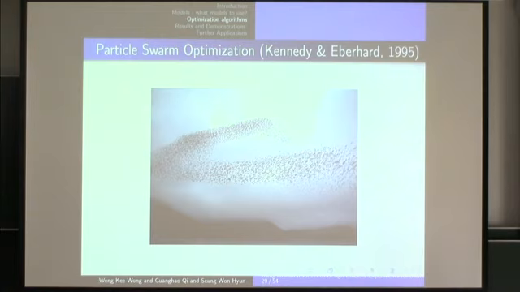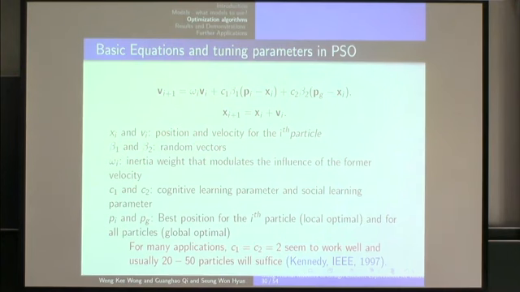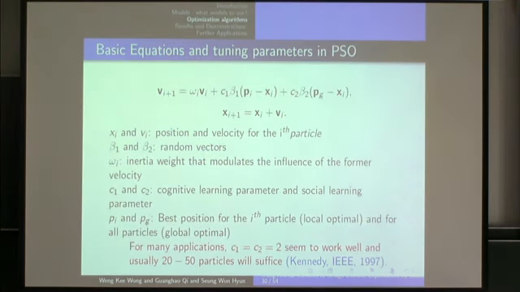So you see how the birds fly in the sky. Why do they fly that way? And what are they doing there? It seems like they're coordinated by some equations. And guess what? A computer scientist, an engineer and a social scientist got together and proposed this PSO algorithm. And two very simple equations define how these birds would move. So what are they doing?